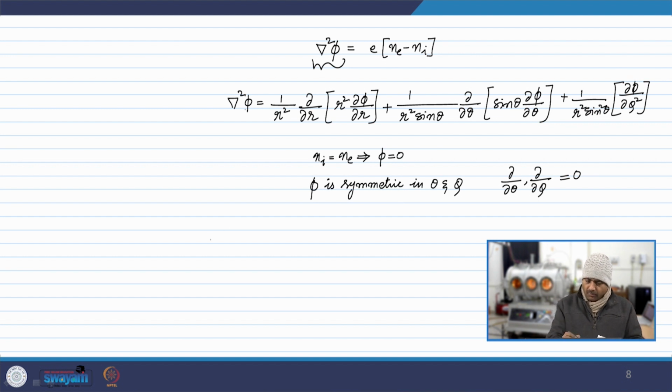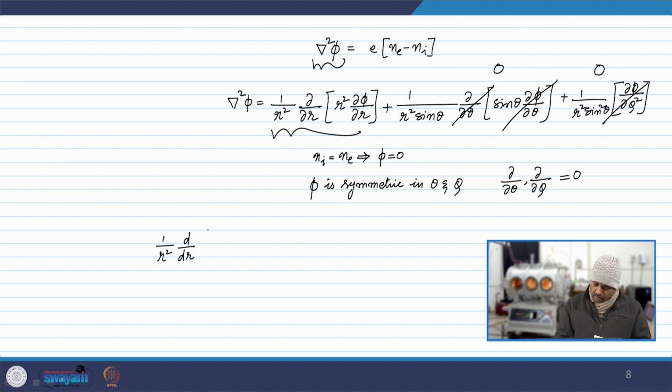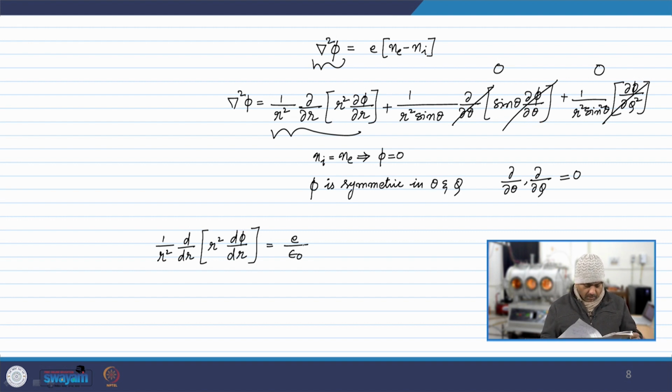So, now all of this is del square phi. We have gotten rid of these terms; this is irrelevant, this is irrelevant and this one. So, we are only left with this. These are zeros, by the way, right. So, now we can write it as 1 by r square d by dr of r square d phi by dr is equal to e by epsilon naught. Now, we missed an epsilon naught when we got this expression. Del square phi is, yeah, I forgot to write an epsilon naught here. Sorry for that. So, this is e by epsilon naught.